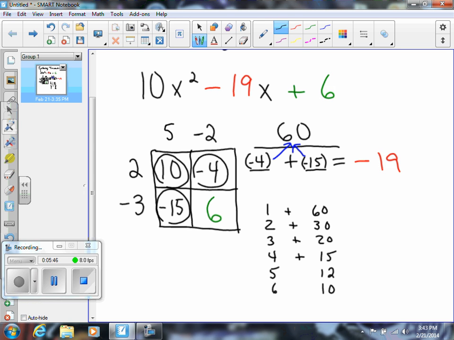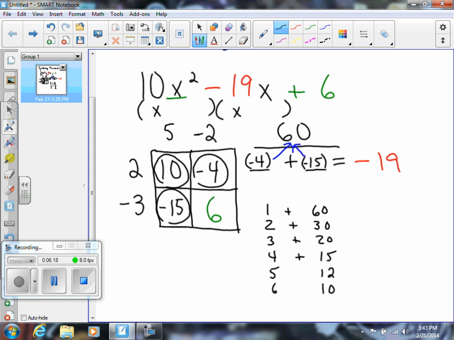I'm now ready to write up my answer. Underneath the original question, when I factor a trinomial, I usually get 2 binomials multiplied together. And it's important to know that to generate an x squared in the first term position, you need an x in the first term of your binomial and an x in the first term of your second binomial.